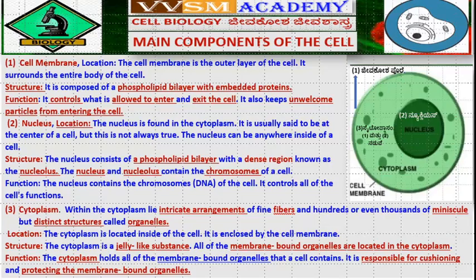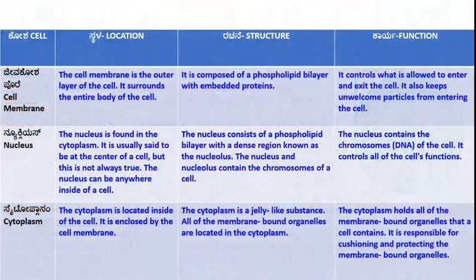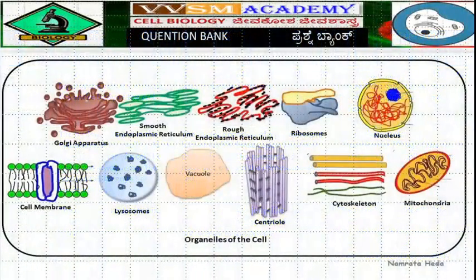protecting the membrane-bound organelles. This is the table. It is a compendium, a synchronized table of all the things that I said just now. Please see the table carefully and study well. These are the important organelles of the cell.